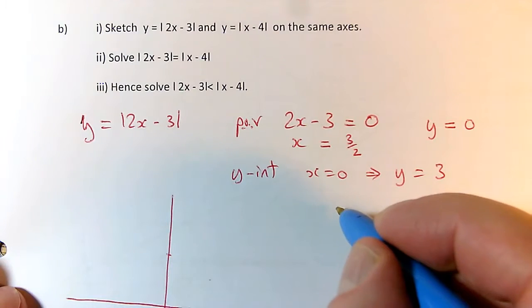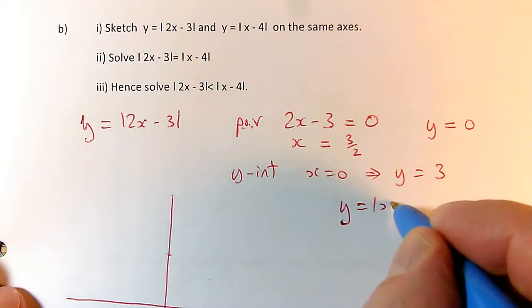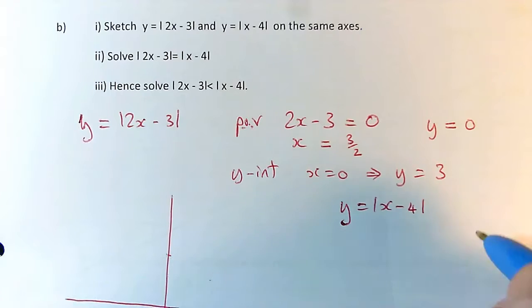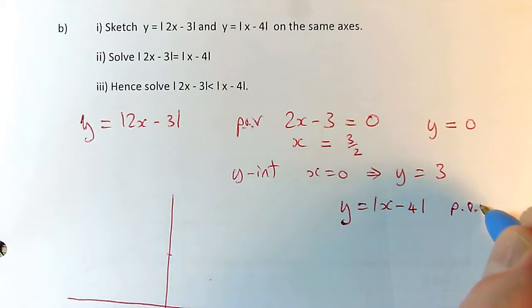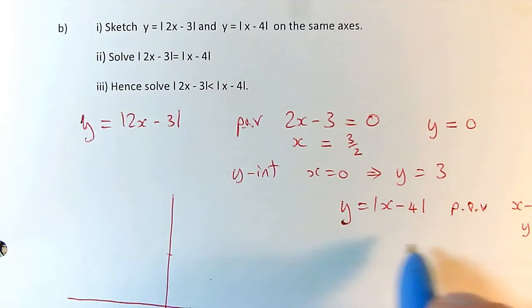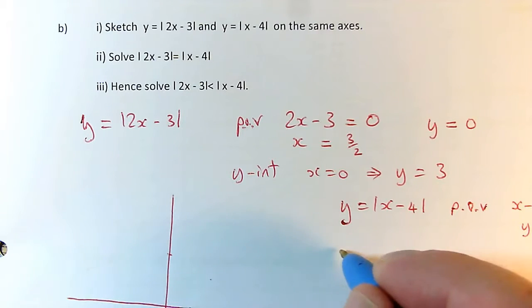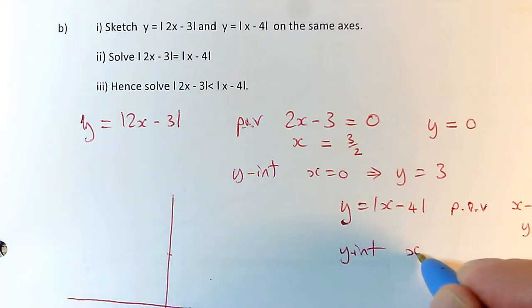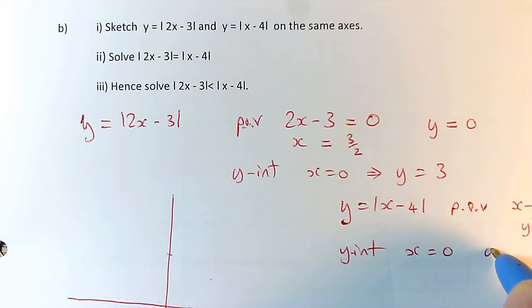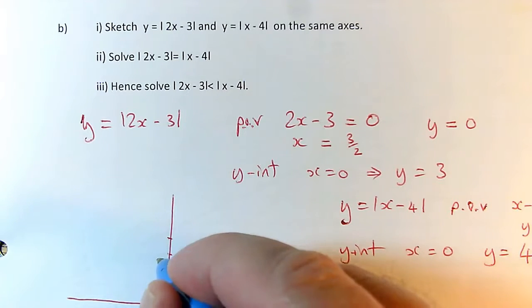Let's check out the other graph. The other one is y equals the modulus of x minus 4. That's a simple translation, but let's do the point of the v method. The point of the v is when x minus 4 equals 0, so x is 4, and then y is going to equal 0. For the y-intercept, that's when x is 0, and y is the modulus of minus 4, which is 4. So that would be a y-intercept of 4, and the point of the v is at 4. So that works, 3 over 2 here, and 3 for the other one.